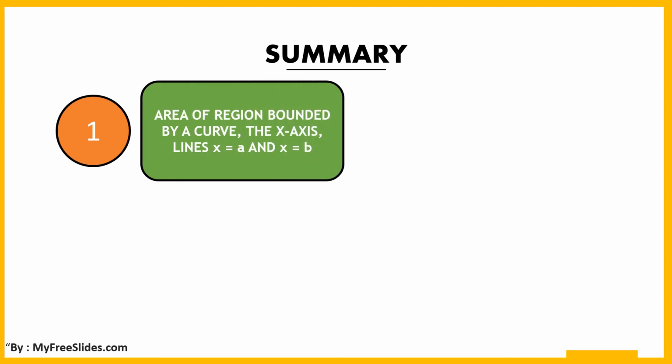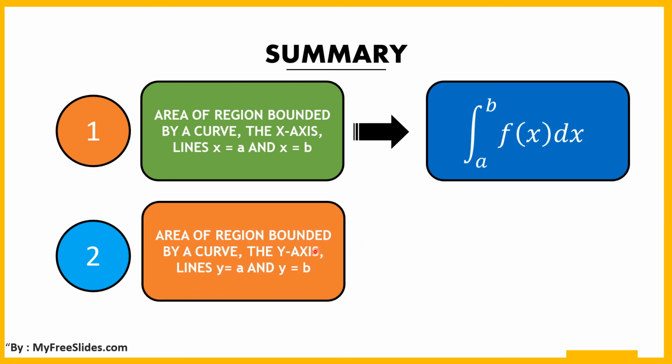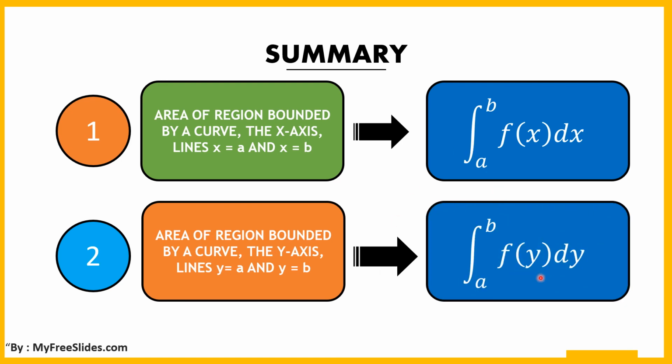Summary for today's lesson. The area of the region bounded by a curve, the x-axis and the lines x equals a and x equals b is given by the definite integral of f(x) from x equals a to x equals b. The area of the region bounded by a curve, the y-axis and the lines y equals a and y equals b is given by the definite integral of f(y) from y equals a to y equals b.